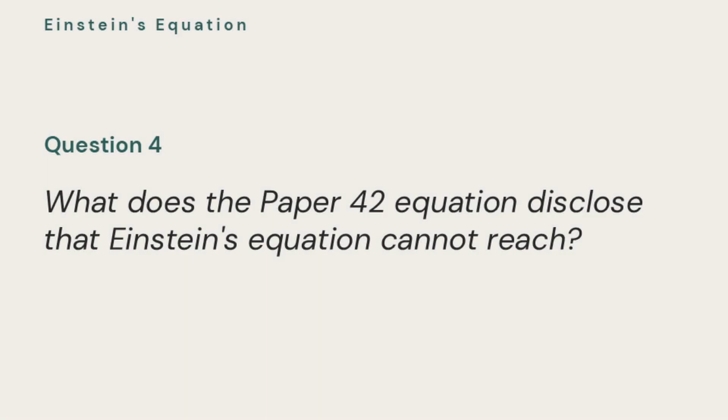Question 4. What does the paper 42 equation disclose that Einstein's equation cannot reach? The two sentences together disclose that the universe has an economy. Force energy originates at a named source, descends through a sequence of transmutations managed by intelligent beings at each stage, and arrives at organized matter bearing the costs of the journey.